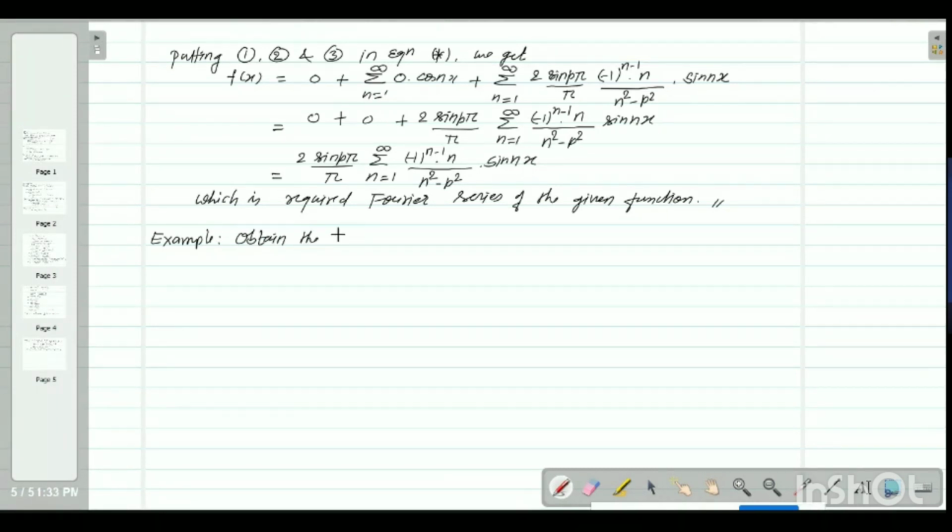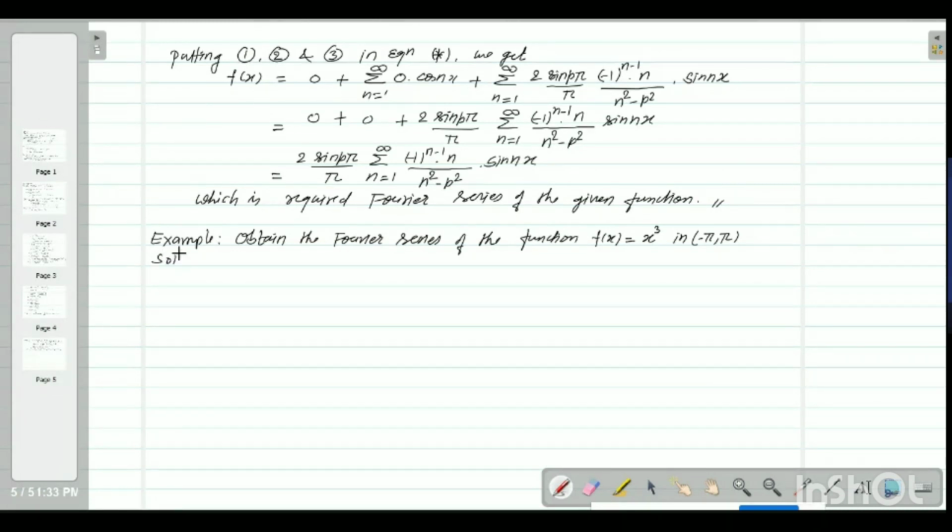Obtain the Fourier series of the function f of x equal to x cube in the interval minus pi to pi. So let us see how to do this problem in a similar way.